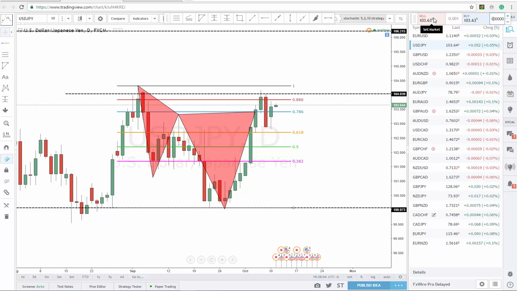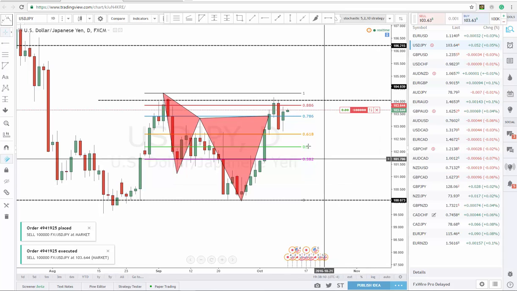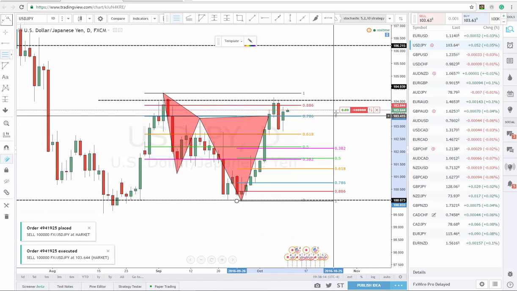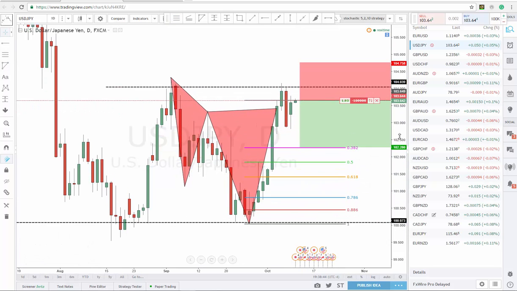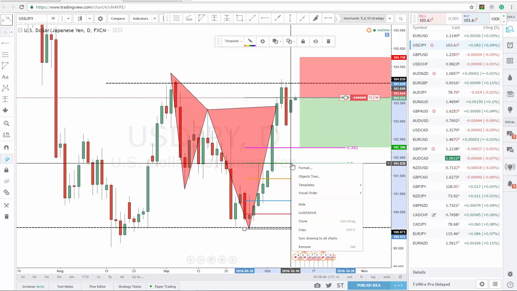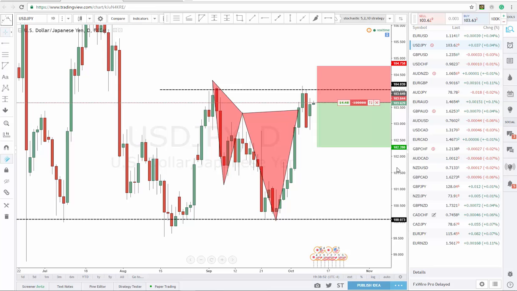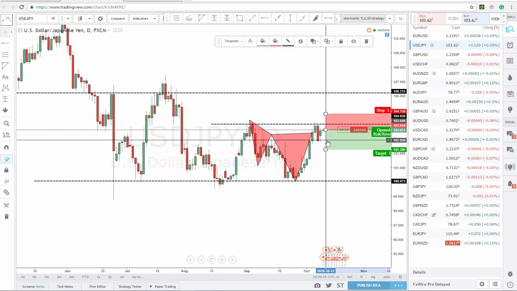That means this cipher pattern is still a valid pattern. So what I'm going to do is go ahead and sell this at market and see if we can get a nice move down to our 382 retracement. Let me go ahead and mark off targets and stops, guys. This will just be a second. Alright, so there we go. We're set up here on the dollar yen with a cipher pattern entry with our long-term analysis. Hopefully this one will go our way, and I'll go ahead and delete those drawings for you guys.